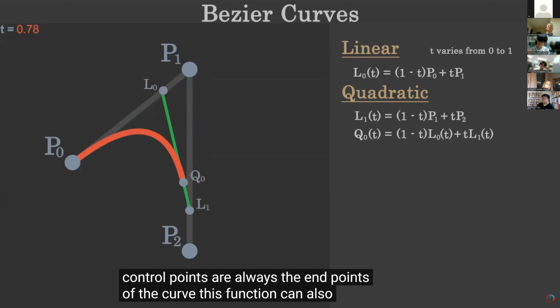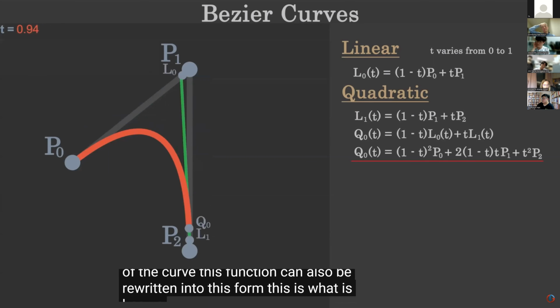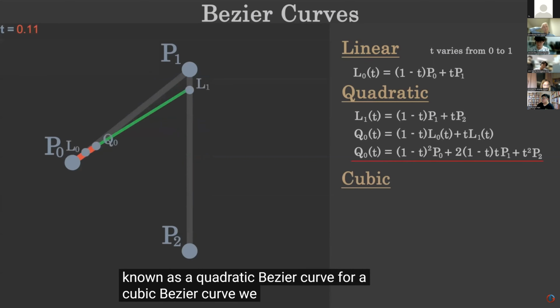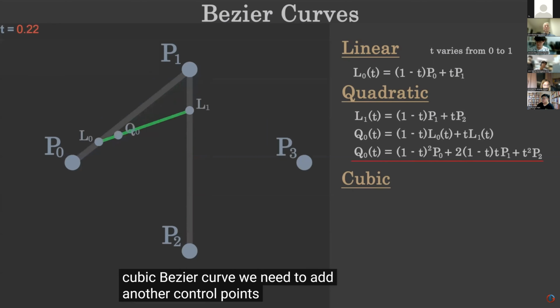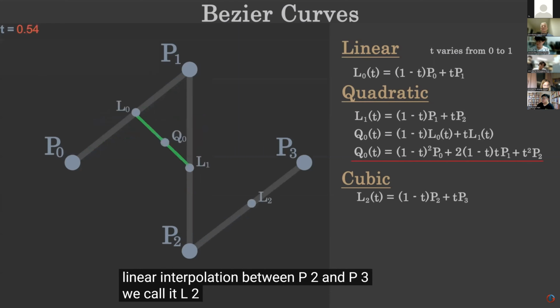This function can also be rewritten into this form. This is what is known as a quadratic Bezier curve. For a cubic Bezier curve, we need to add another control point, P3. We do a linear interpolation between P2 and P3. We call it L2.